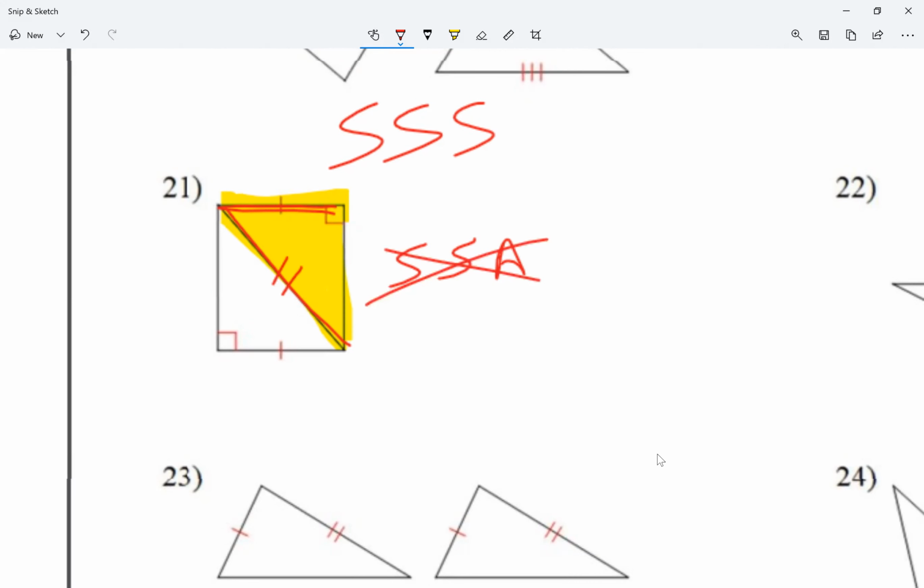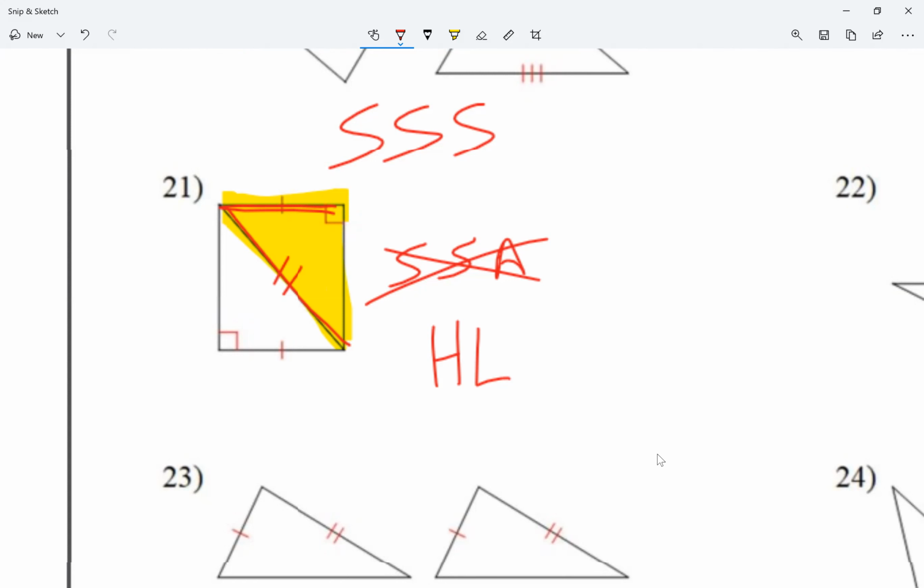So let me cancel this out. We don't call it side angle. We call it hypotenuse leg. If I have a case where side-side angle exists, or angle side-side, however you guys are calling it, but the angle is not 90 degrees, then it does not work. The only side-side angle that works is when the angle is 90 degrees, but then we call it hypotenuse leg.